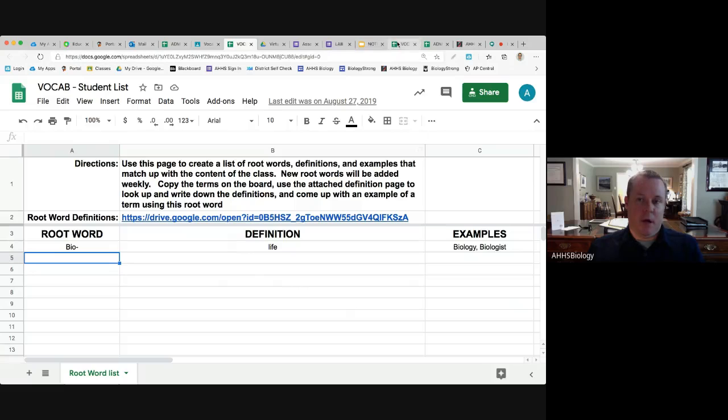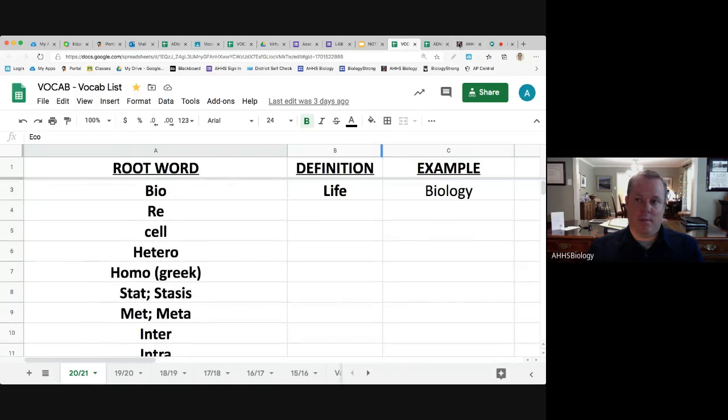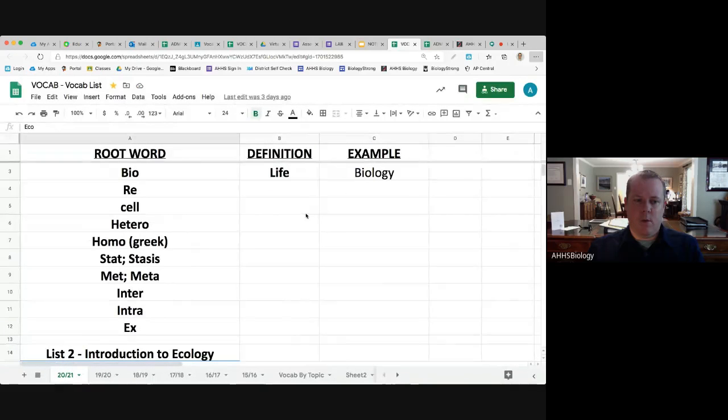So last week we had the terms with list 1, and I'm going to zoom out so we can see it just a little bit better. We had the terms re, cell, hetero, homo, stat or stasis, met or meta, inter and intra, and ex, and those all related to the basic characteristics of life and just an introduction to biology.